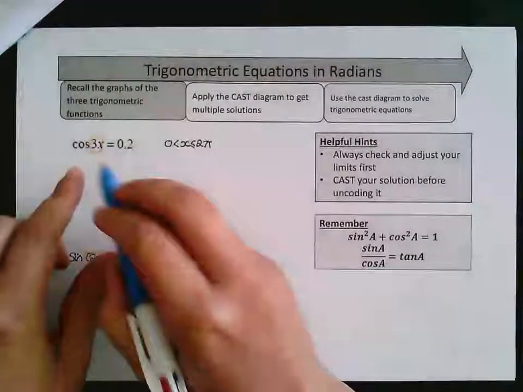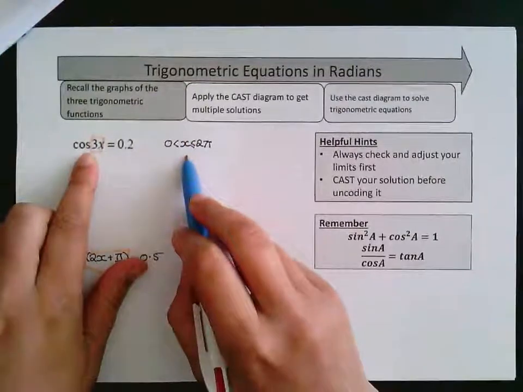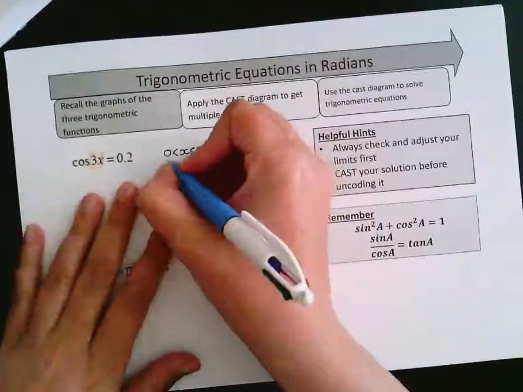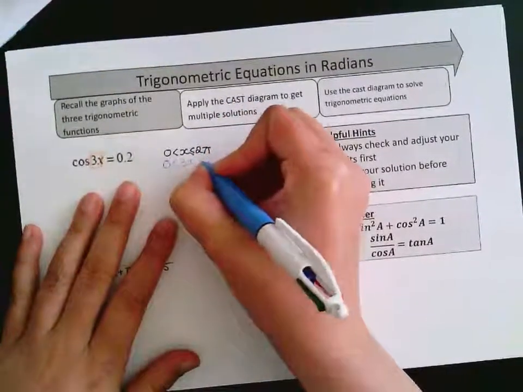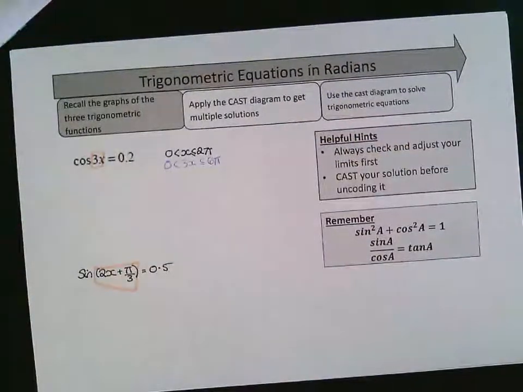Now to start off with, always look inside your function first. This has 3x. Our limit is for x. So the first thing I'm going to do is adjust my limits by timesing each section by 3. So my limits actually go between 0 and 6 pi.